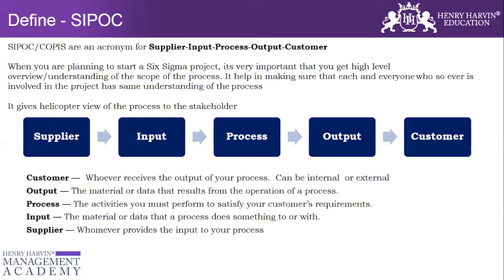Okay, so let's understand the roles and responsibilities of the Cipher. Customer: whoever receives the output of a process, it can be internal or external. Output: the material or data that result from the operation of a process. We all know what is output. Process: the high level process, the activities you must perform to satisfy your customer requirement. Input: the material or data that a process does something to or with. And supplier: whomever provides the input to your process.